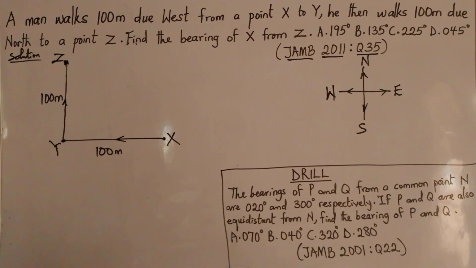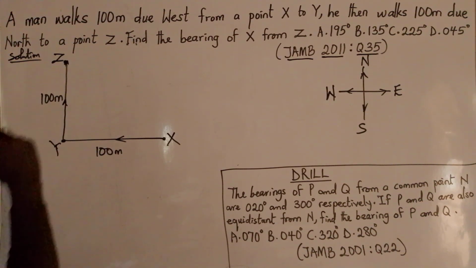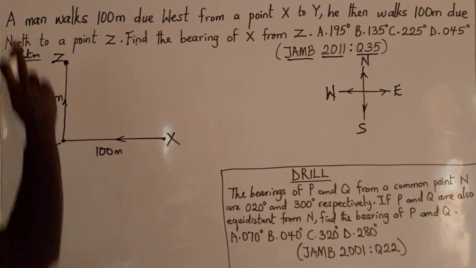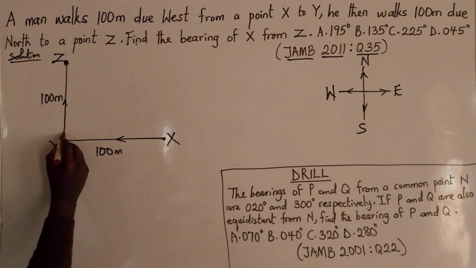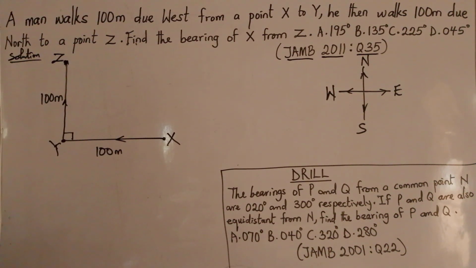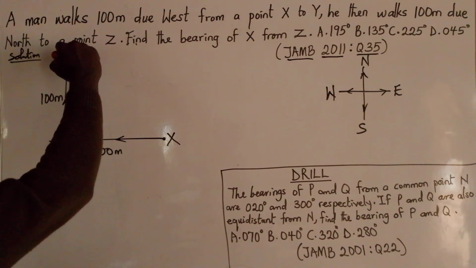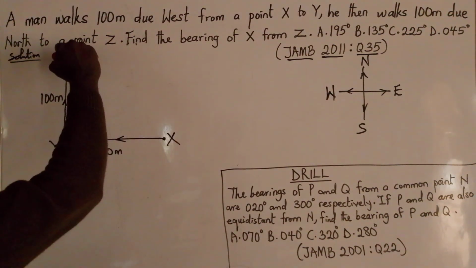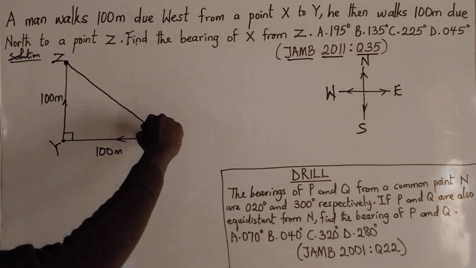We were told to find the bearing of X from Z. Since it is due west and due north, that is going to be at an angle of 90 degrees. Now because we want to calculate the bearing of X from Z, we close this triangle.